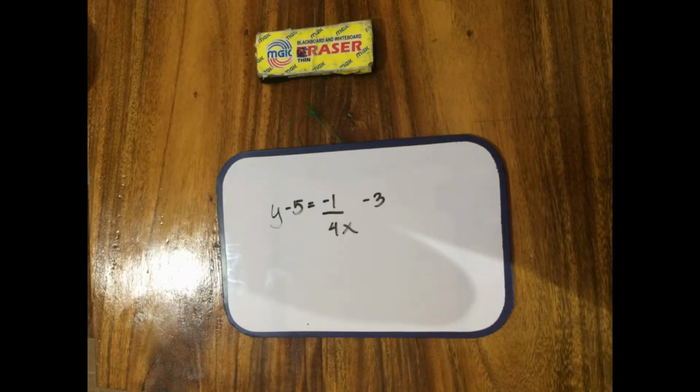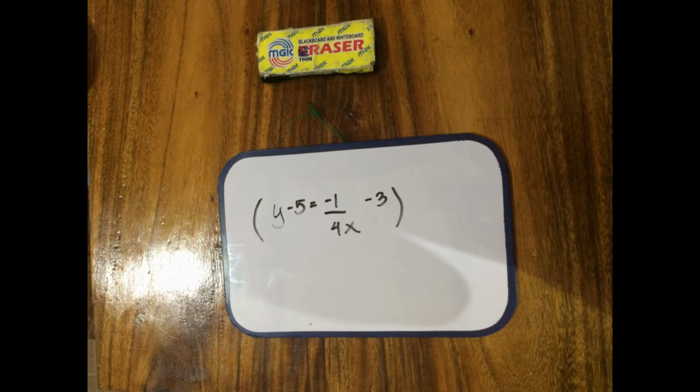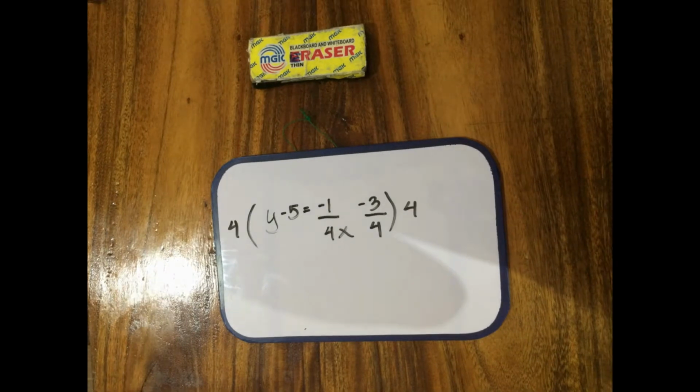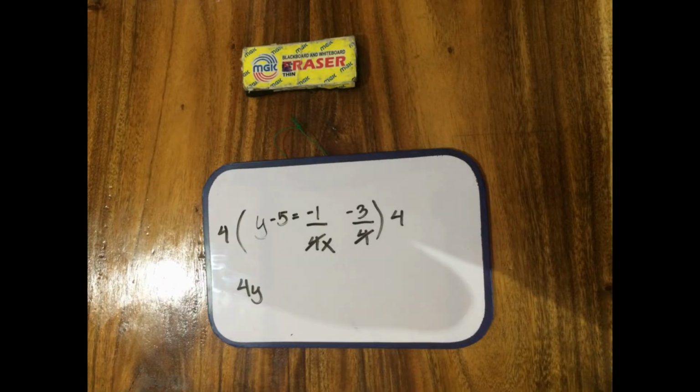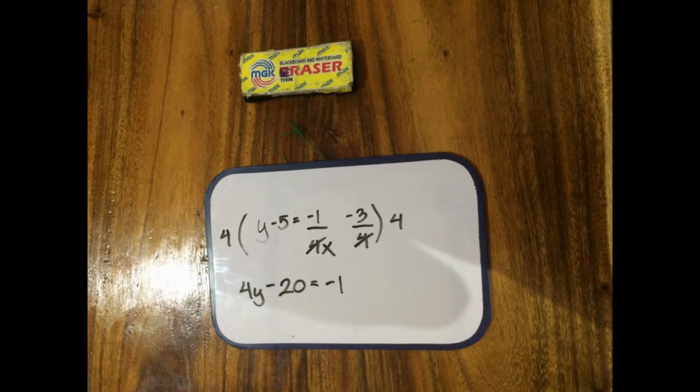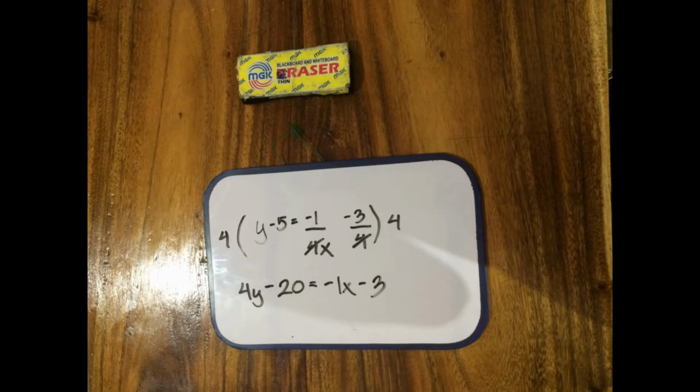So we'll have to distribute the slope, which is negative 1 over 4. Negative 1 over 4 times x is negative 1 over 4x, while negative 1 over 4 multiplied by 3 is negative 3/4. So we have to multiply both sides by 4 for the fractions to be eliminated. The answer will be 4y minus 20 is equal to negative 1x minus 3.